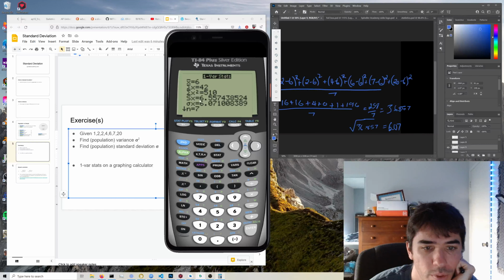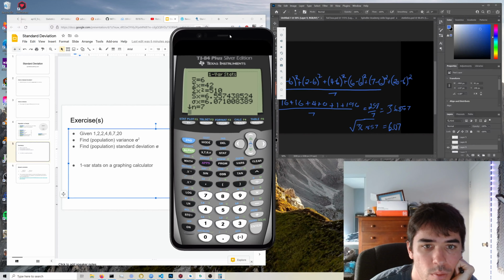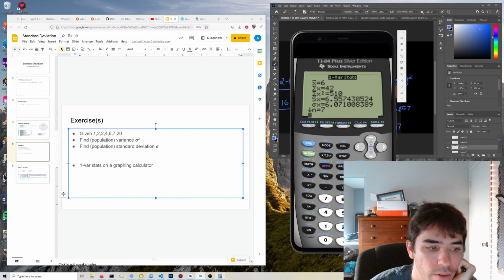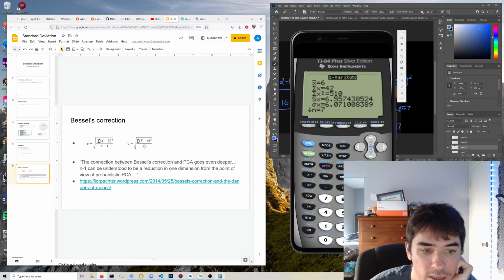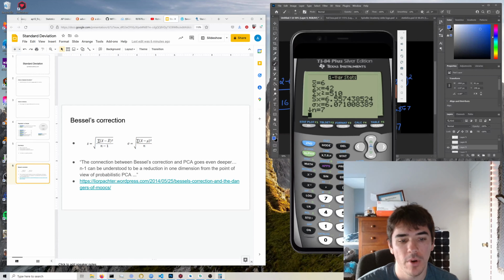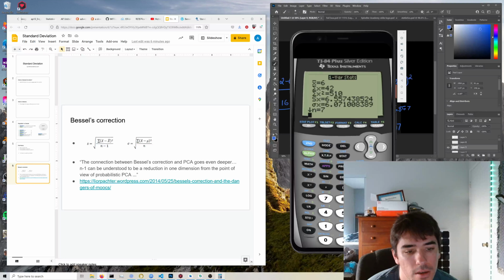So what is the difference between s and sigma? Well, the difference is how you calculate it. You use n minus 1 if you're talking about the sample, and you use n if you're using the population. This is the part that I don't fully understand, but just know that there's a difference.